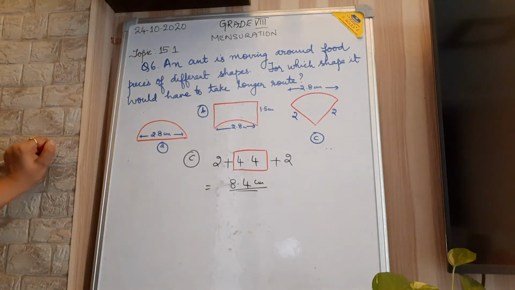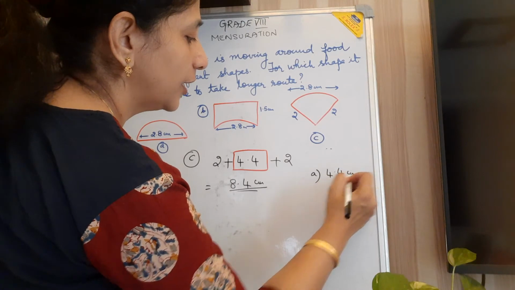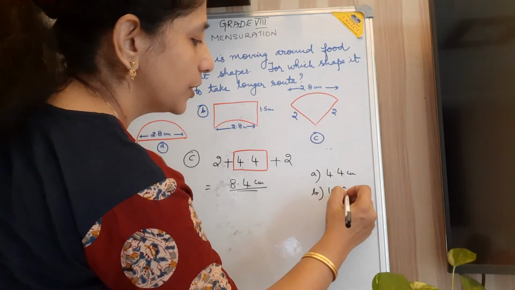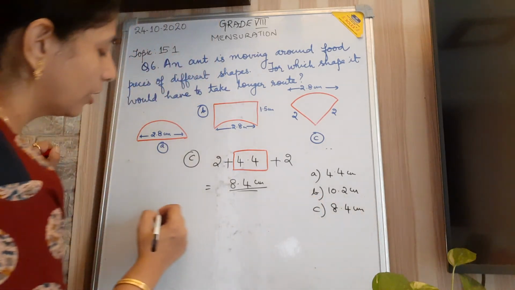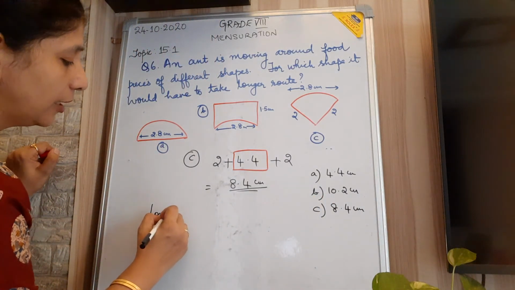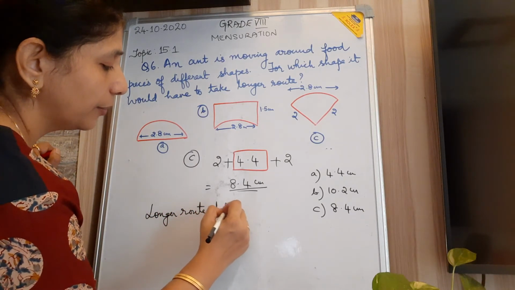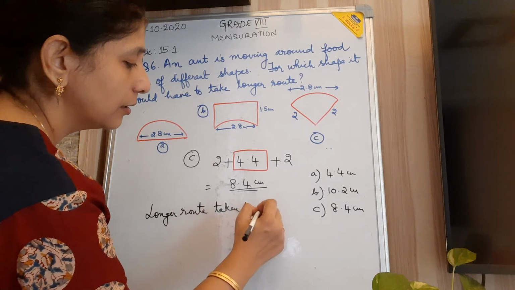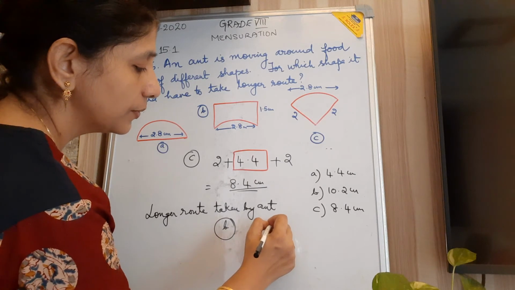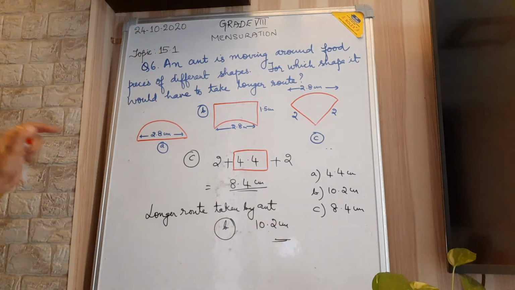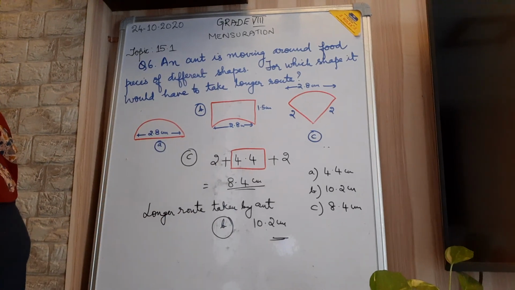So the first one was how much? The first one was 4.4 centimeter. Then you got B as 10.2 centimeter. Then now C as 8.4 centimeter. So which is the longer route taken by the ant? Among these, it is B. That is B, 10.2 centimeter it has taken. Perimeter you have, because it is going around the food particles. Okay. So thank you.